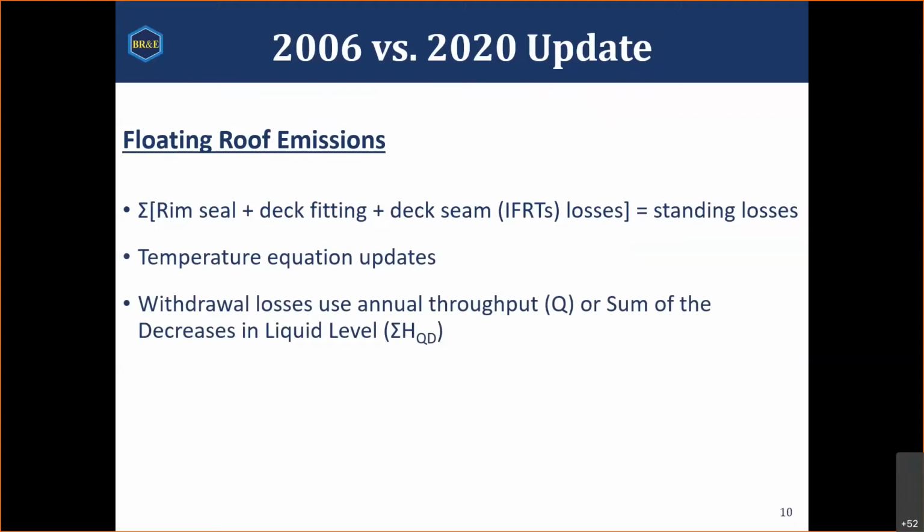Previously, the withdrawal losses used tank capacity times annual turnover rate. So in this case, we're taking out that number of turnovers and using throughput or the sum of decreases in liquid level. For floating roofs, using the annual throughput, if you're pumping in and out at the same time, is not quite as much of an overestimation as it would be in the fixed roof because we have a little bit more control with those floating roofs.